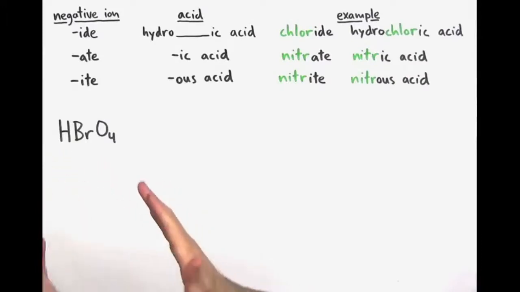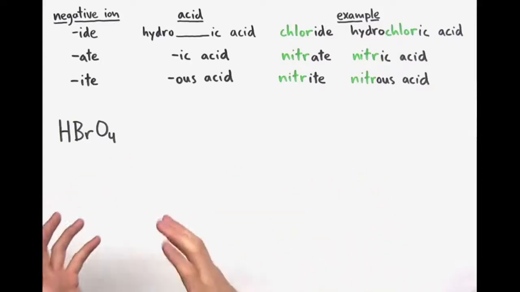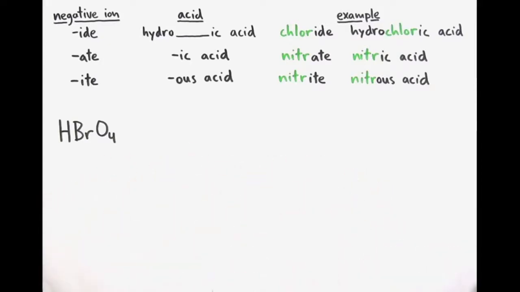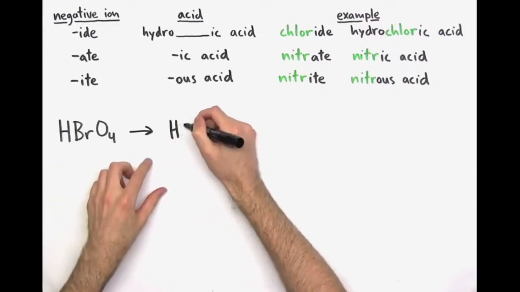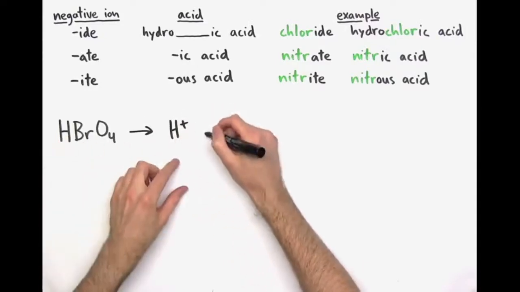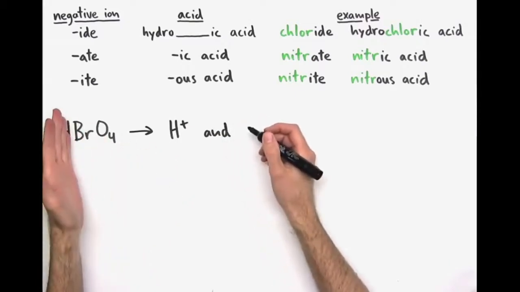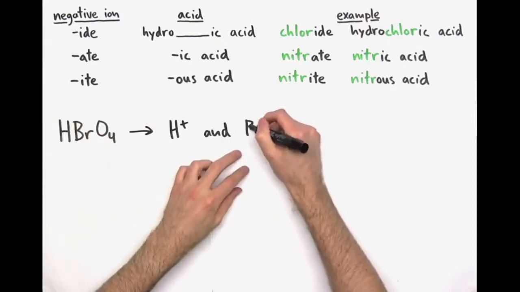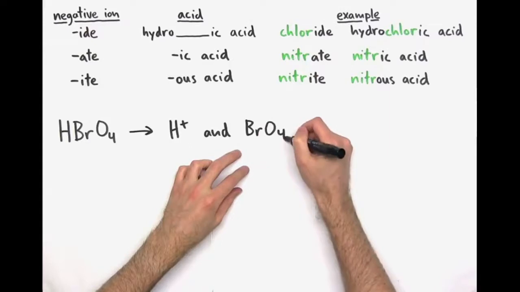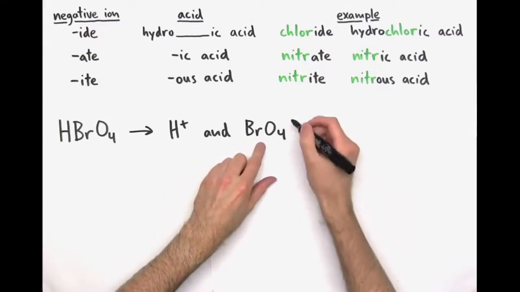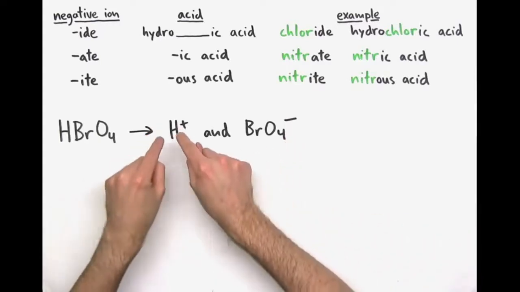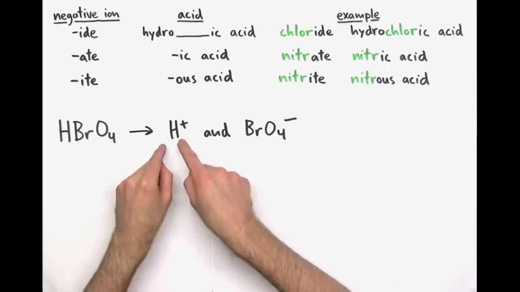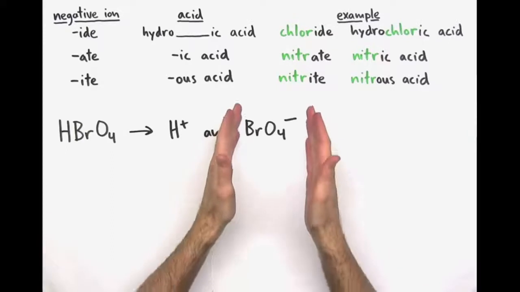HBrO4. To name this acid, the first thing I want to do is break it up into its H+ part and its negative ion part. So I've got an H+, that's the H there, and then the negative ion part is everything else. It's going to be BrO4, and the charge on this ion is going to be 1-. I need 1- here to balance out the 1+ from the H+. Okay, so this is my negative ion.